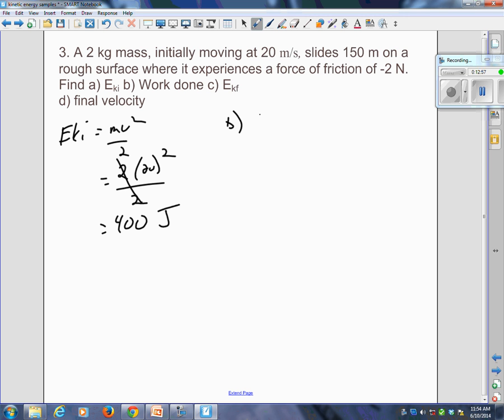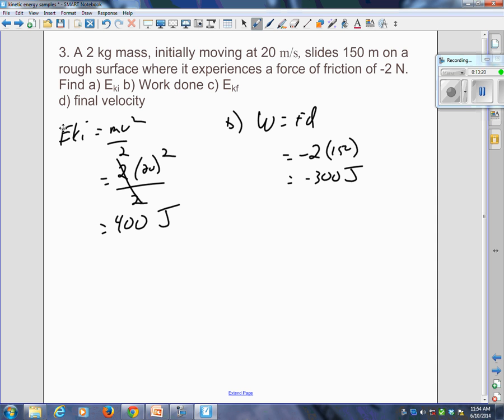Work done is F times D. It's friction providing the work, minus 2 times 150, or minus 300 joules of work. The minus just means opposite direction. But does it slow the object down? Yes, it removes kinetic energy. Where does that energy go? Heat. You should have known this, though.